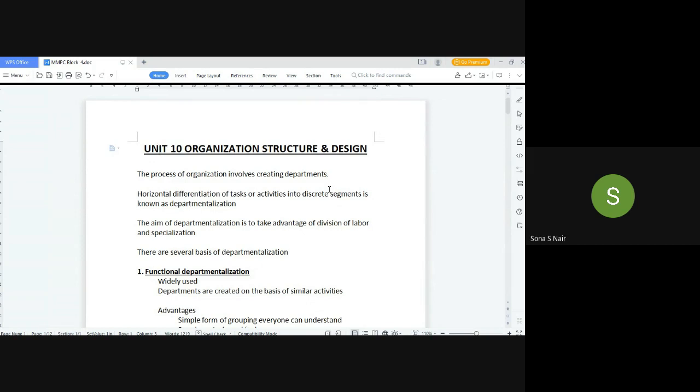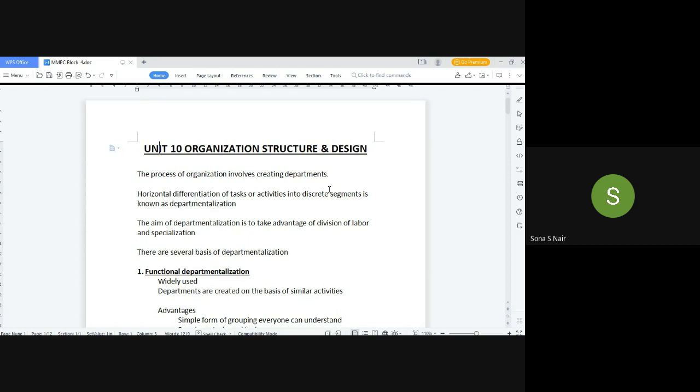So today we are starting with Unit 10, which is Organization, Structure and Design. Most of the content of Organization, Structure and Design in Unit 10 has already been covered with the unit number, I think, 7 for organization, the process of organization. But there are certain basic elements in organization structure which we need to cover separately. So we are dealing with those topics today.